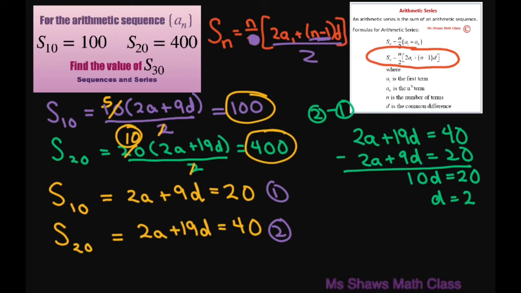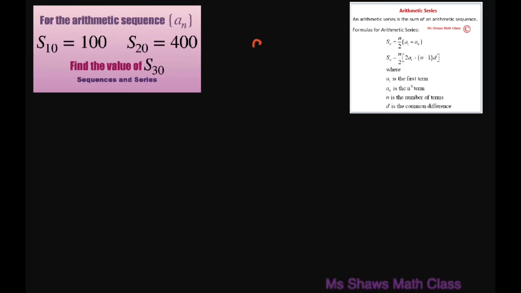If d equals 2, then that means if I substitute 2 into this, or this one, I'm going to get a equals 1. So we have a equals 1 and d equals 2. Now let's find this value.